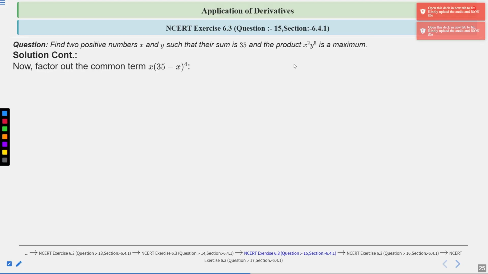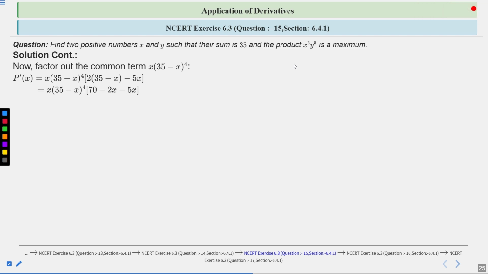Now, factor out the common term, which is x times (35 minus x) to the power 4. So p dash x will be equal to x times (35 minus x) to the power 4 into [2 times (35 minus x) minus 5x]. So it will be equal to x times (35 minus x) to the power 4 into (70 minus 2x minus 5x), which is equal to x times (35 minus x) to the power 4 into (70 minus 7x). So p dash x will be equal to 7x into (35 minus x) to the power 4 into (10 minus x), okay?